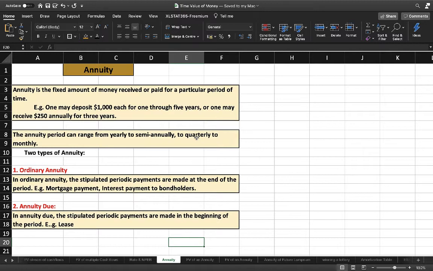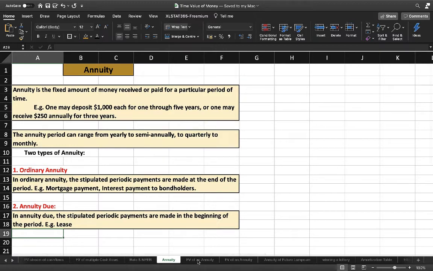They are ordinary annuity and annuity due. In ordinary annuity, the stipulated periodic payments are made at the end of the period. For example, in case of mortgage payments or interest payments to bondholders. On the other hand, in annuity due, the stipulated periodic payments are made in the beginning of the period. For example, lease. Now, I'll show you how to solve for present value and for future value.